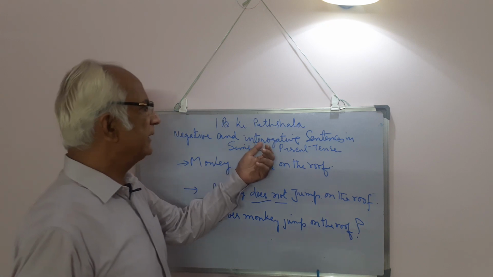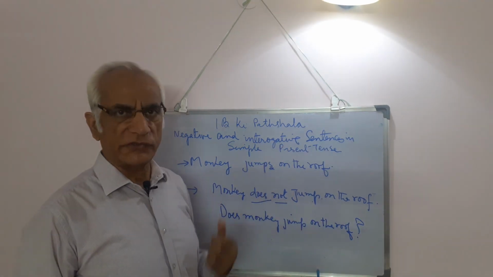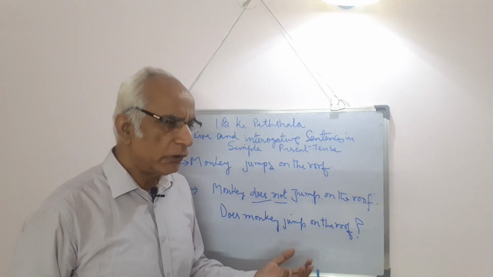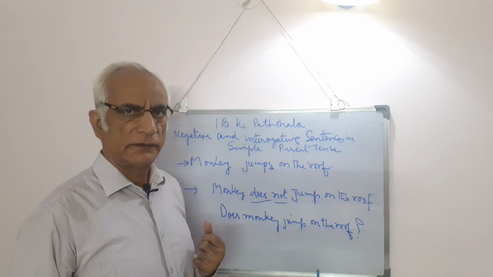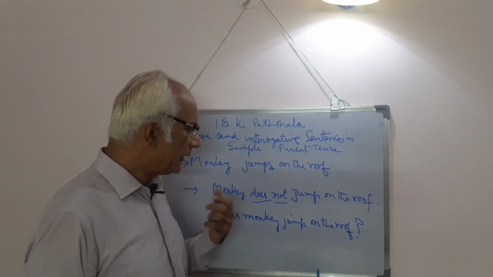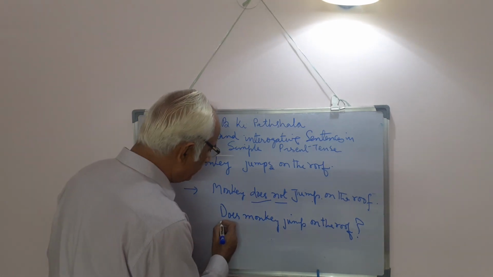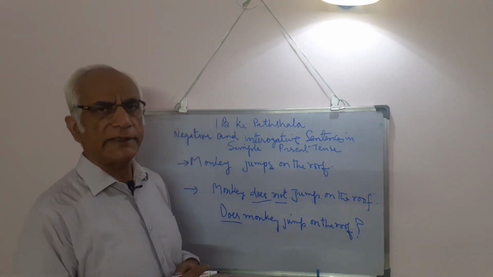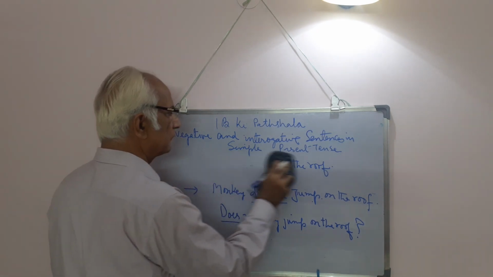So this will tell you that this is a question. It is an interrogative sentence. You are trying to get some information. When you want to get information, you have to ask a question. So what is the question? Does monkey jump on the roof? So when you start the sentence with does, it becomes an interrogative sentence.